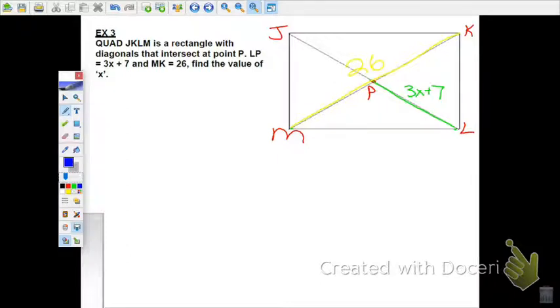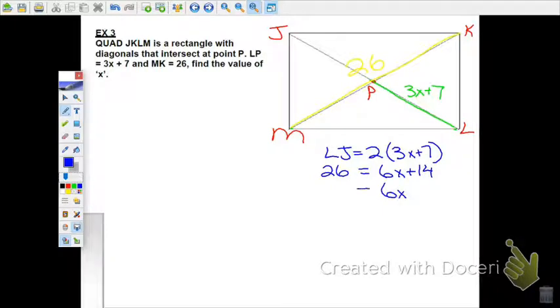Okay, we could do the same thing as we did in the previous example. So we found the entire diagonal LJ by taking 2 times the half that we have and getting 6x plus 14. So that 6x plus 14 has to equal 26. So I would subtract 14. 6x equals 12. I would divide by 6 and find that x is 2.